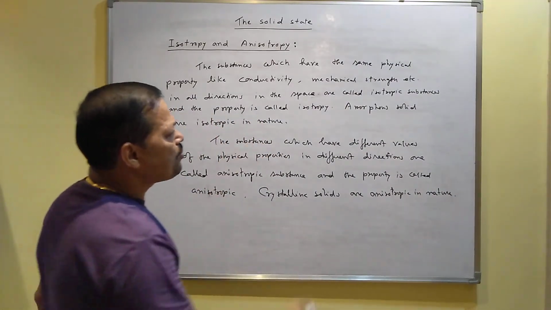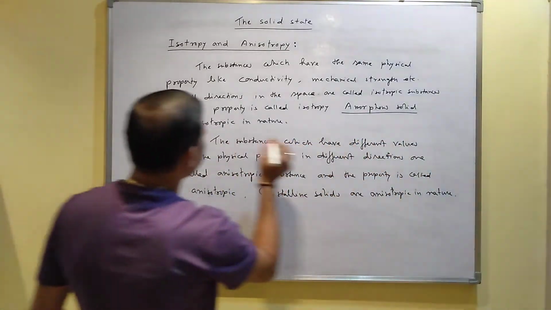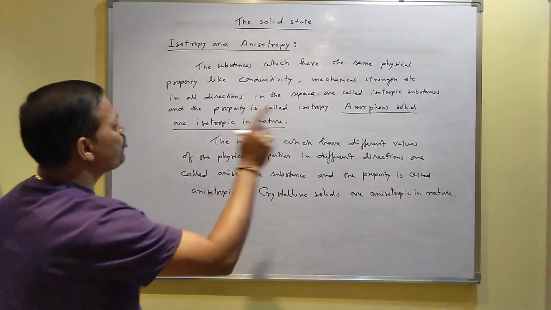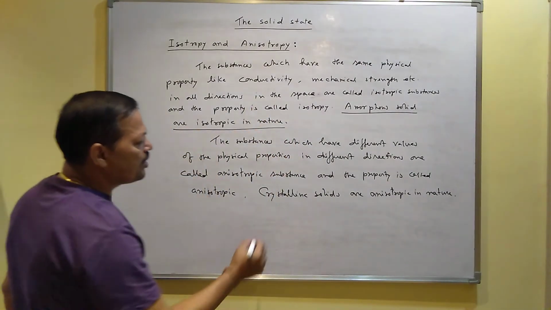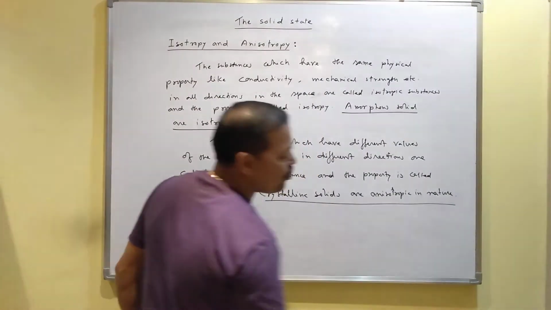So this is also one point of difference between crystalline and amorphous solid. Amorphous solids are isotropic in nature, crystalline solids are anisotropic in nature.